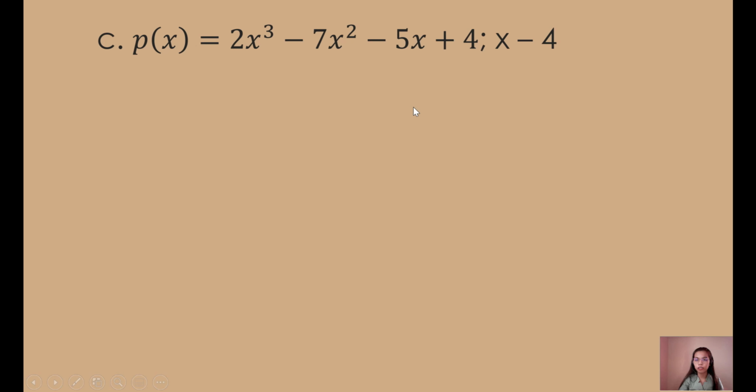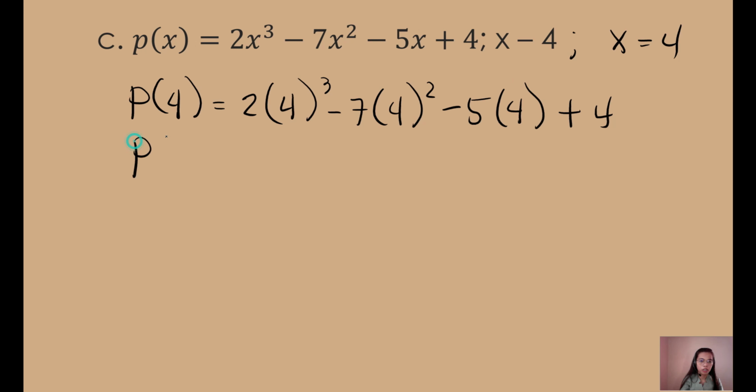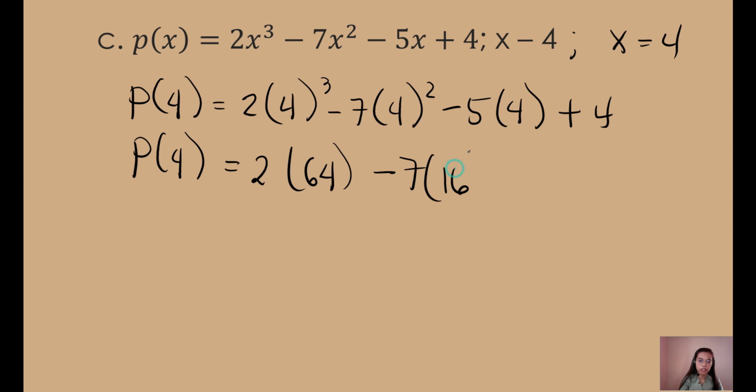Yan. So, dito naman yung divisor natin is x minus 4. So, therefore, our x is equal to 4. So, we have P of 4 is equal to 2 times 4 cubed minus 7 times 4 squared minus 5 times 4 plus 4. Yeah, so P of 4 is equal to 2 times 4 cubed, which is 64, minus 7 times 16 minus 20 plus 4.